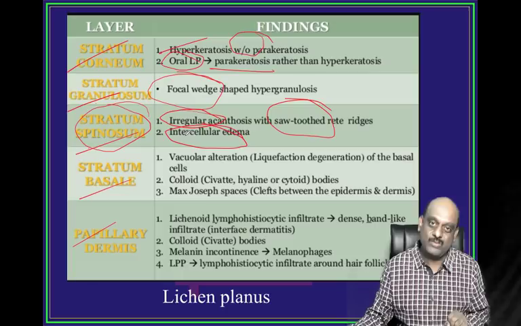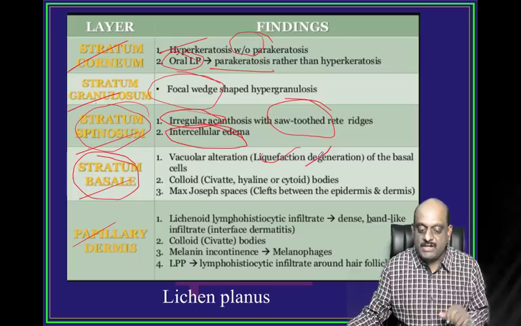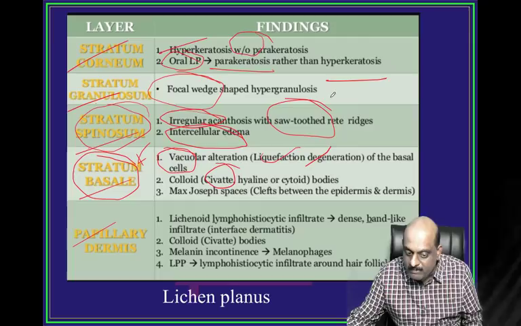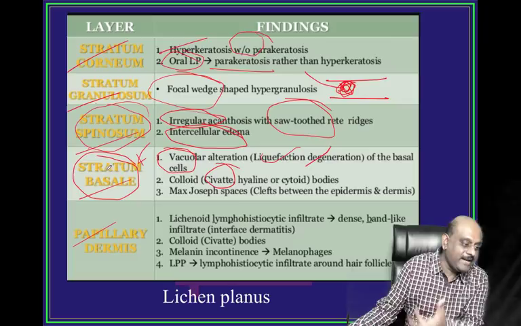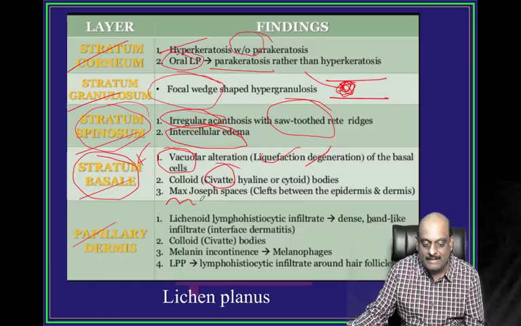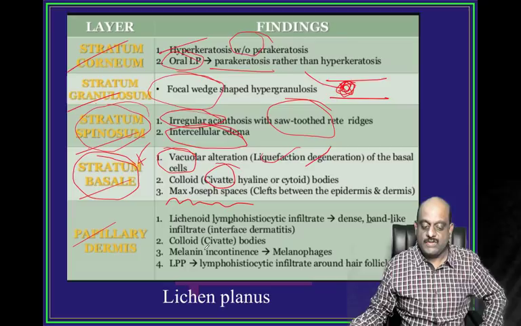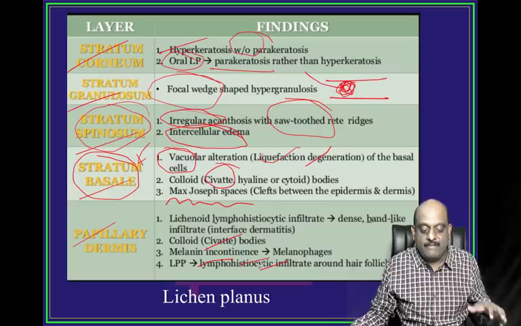intracellular edema. That's what you find, spongiosis. Then in the stratum basale there's a liquefaction degeneration of the basal cells. Civet bodies will be found. And one more thing, in lichen planus, between the epidermis and the dermis, there will be a cleft created because of the degeneration of the cells. And that empty cleft that forms is called Max Joseph spaces, which are the classical feature of lichen planus. Then civet bodies, lymphocytic infiltrate around the hair follicle. They're all the classical features.